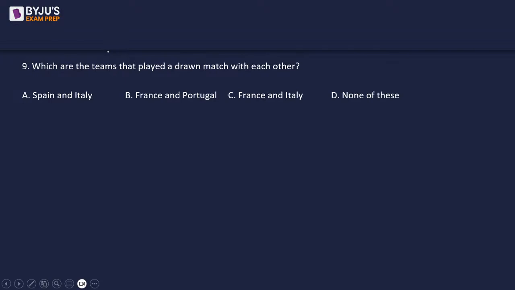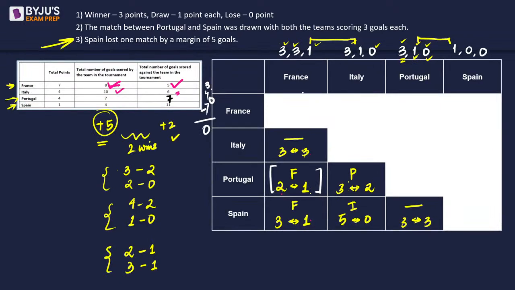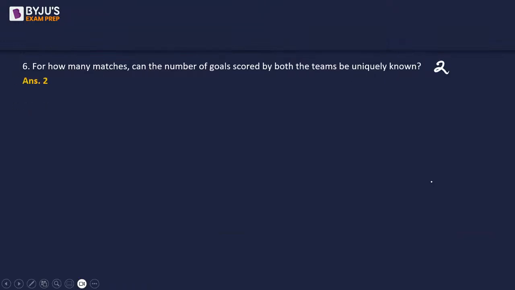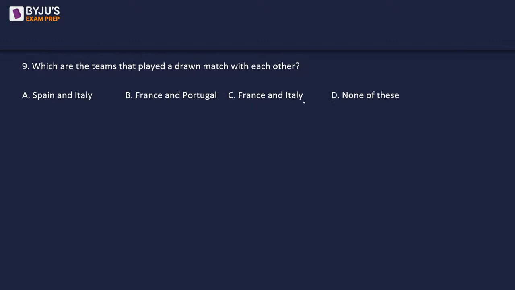What are the teams that played a drawn match with each other? If you remember, the first match, which is Spain and Italy, was there. And the last match was between... नहीं Spain, हाँ नहीं, Spain and France था ना पहला वाला. The first is, sorry, France and Italy, and Spain and Portugal. France, Italy, Spain, Portugal.